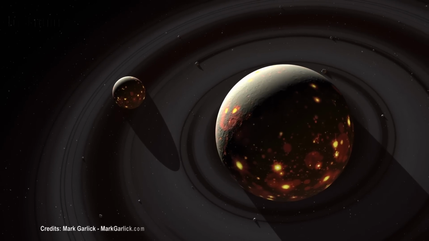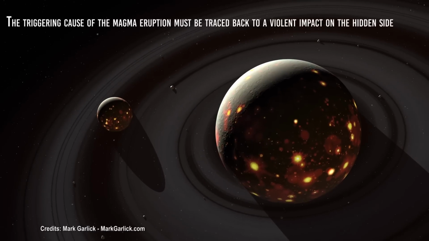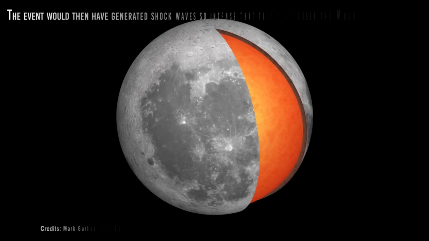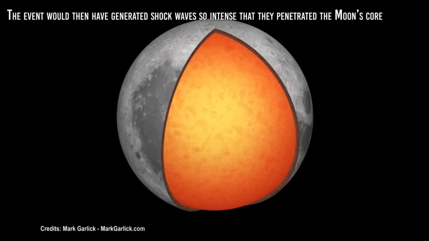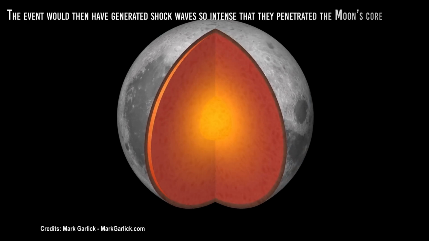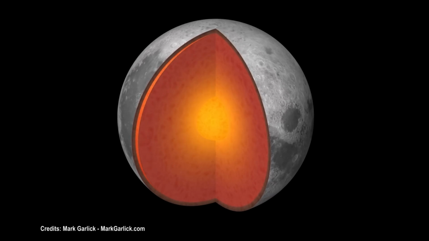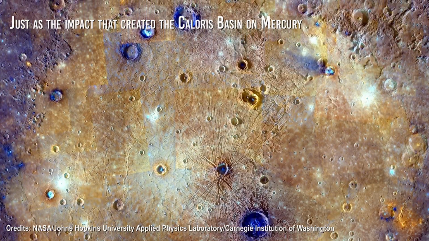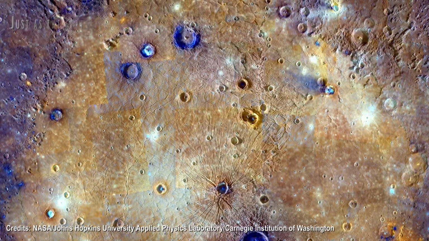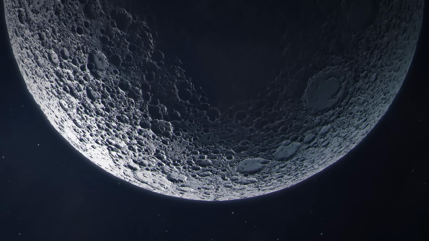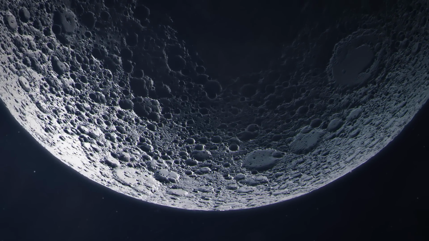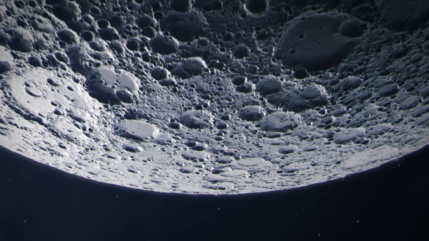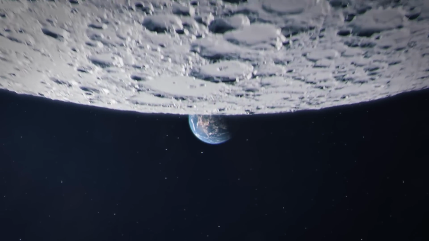This theory suggests that the triggering cause of the magma eruption must be traced back to a violent impact on the hidden side. The event would then have generated shock waves so intense that they penetrated the moon's core and activated a hotspot in the opposite hemisphere, just as the impact that created the Caloris Basin on Mercury caused a surface disturbance of the terrain at the antipodes. And the idea may not be so far-fetched if we consider that the large Aitken Basin lies exactly at the antipodes of the most extensive lava plains in the visible hemisphere.